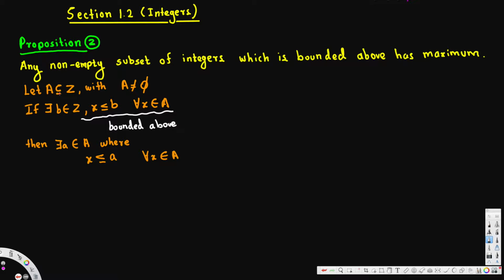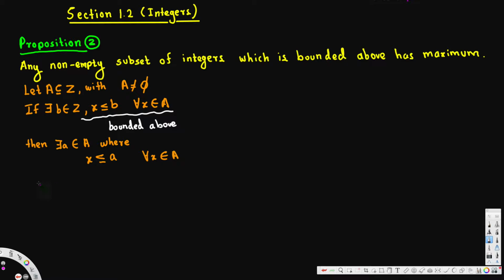Let A be a subset of Z, that's integers, with A non-empty. If there exists a B belonging to the integers such that x is less than or equal to B for all x belonging to A, it means A is bounded above. This statement states that A is bounded above. Then there exists an a belonging to A where x is less than or equal to a for all x belonging to A. Now let's see how to prove this one.